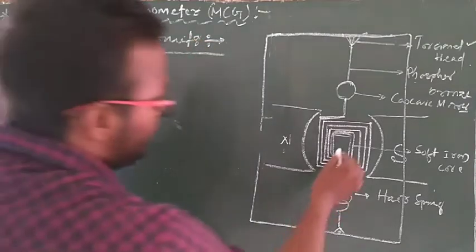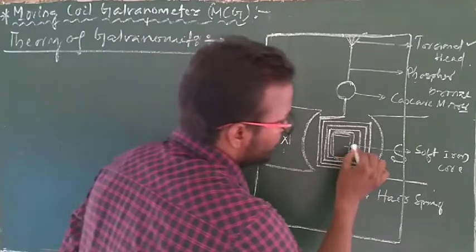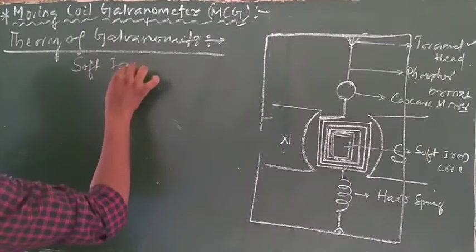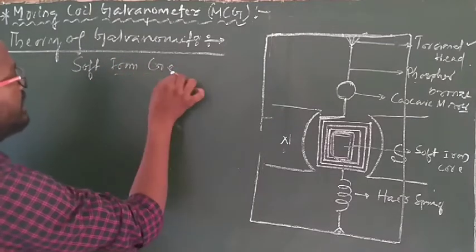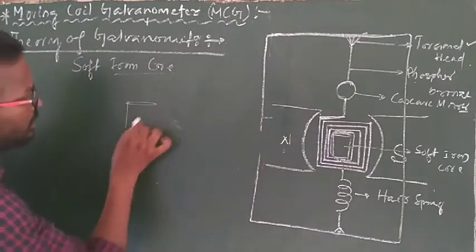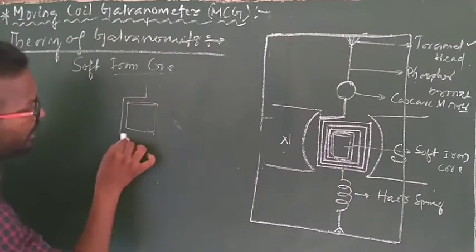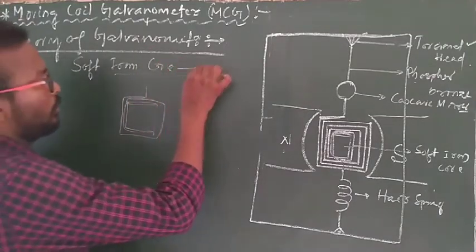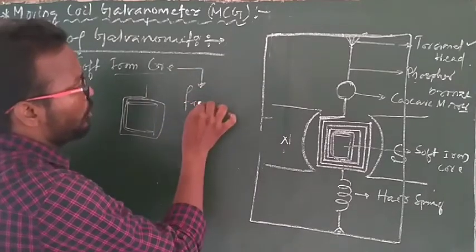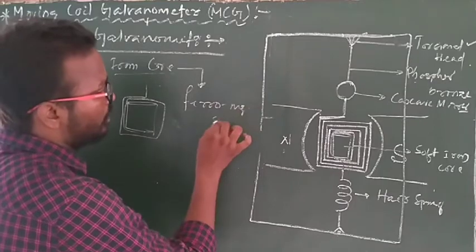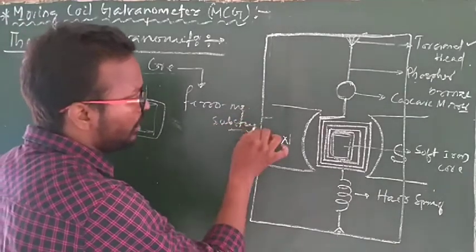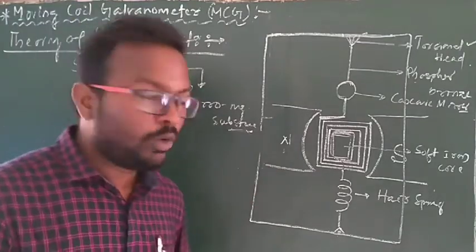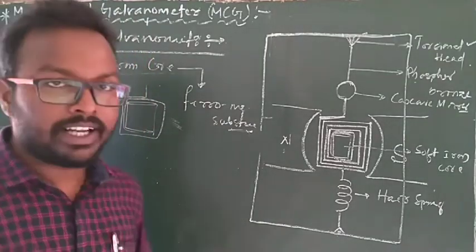Okay. What is first? We have to discuss what is a soft iron core. Here we use a soft iron core over which the coil is wound. Why do we use a soft iron core here? Because this soft iron core is a ferromagnetic substance. We need a large amount of magnetic field here. We have to introduce a large amount of magnetic field.